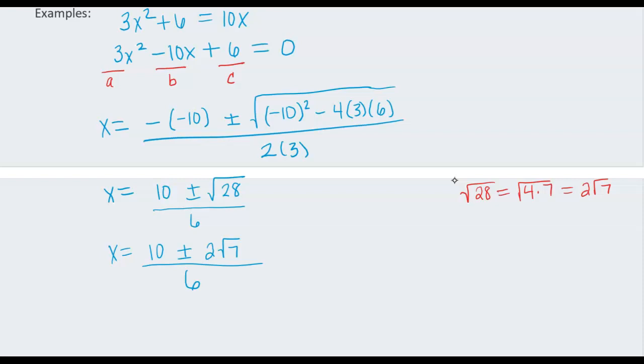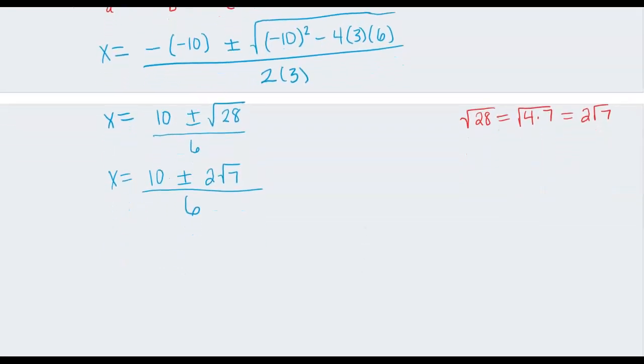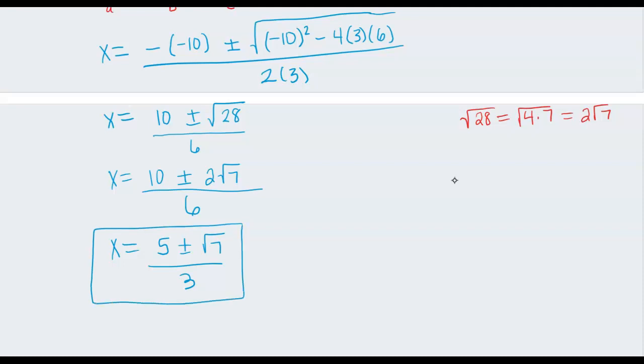When you have a fraction with two different terms in the numerator that can be simplified, we have to remember that we can't cancel with 1. We've got to actually split it up. That 6 has to be divided into the 10 and also into the 2. I think everything is divisible by 2, right? That would be the greatest common factor. So we can say that x is equal to 5 plus or minus the square root of 7 divided by 3. I just divided all three terms by 2. And these are my two answers. One is the plus and one is the minus in the middle of the 5 and the square root of 7.